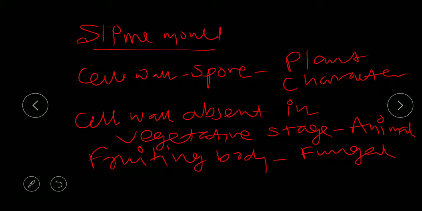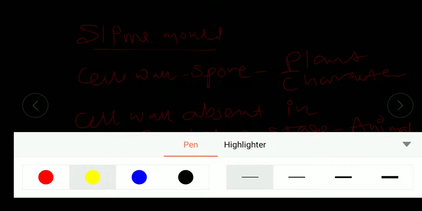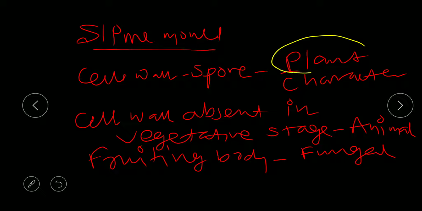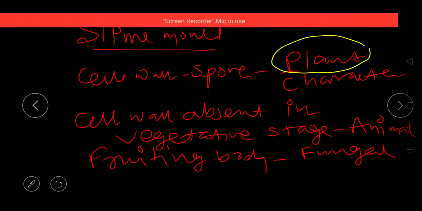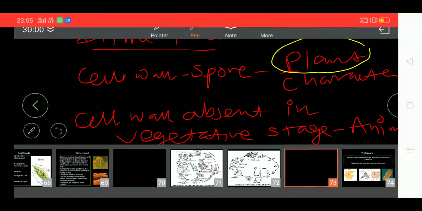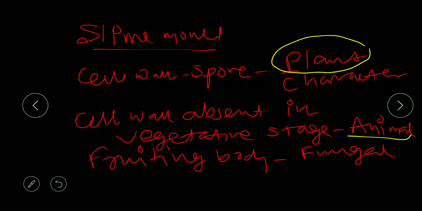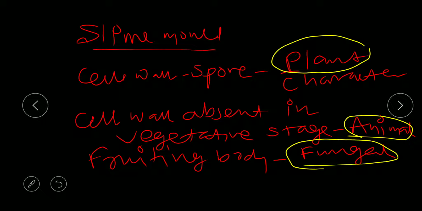It means slime mold acts as a link between plant, animal, and fungus. Between these three organisms, slime mold is acting as a link. Okay, so I hope you have understood this. This is an easy and important point that you should remember.